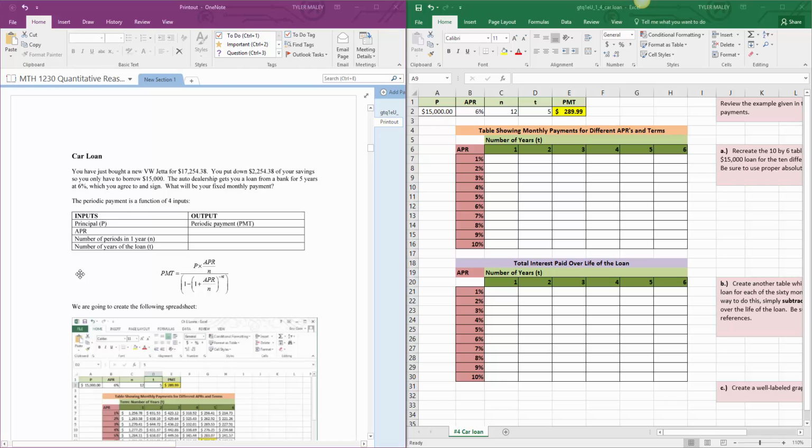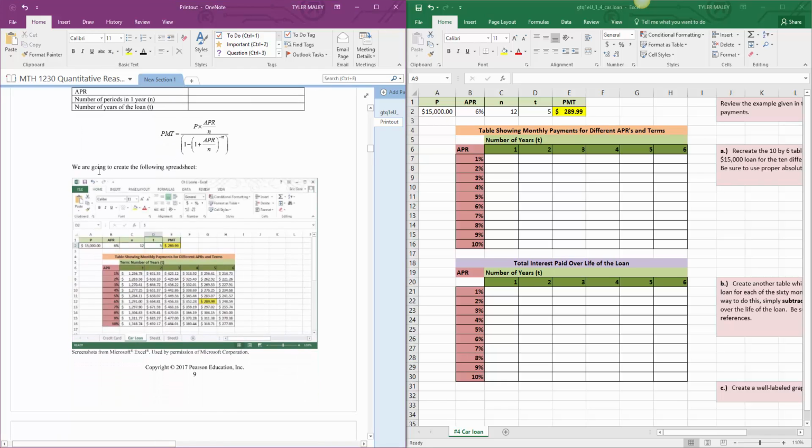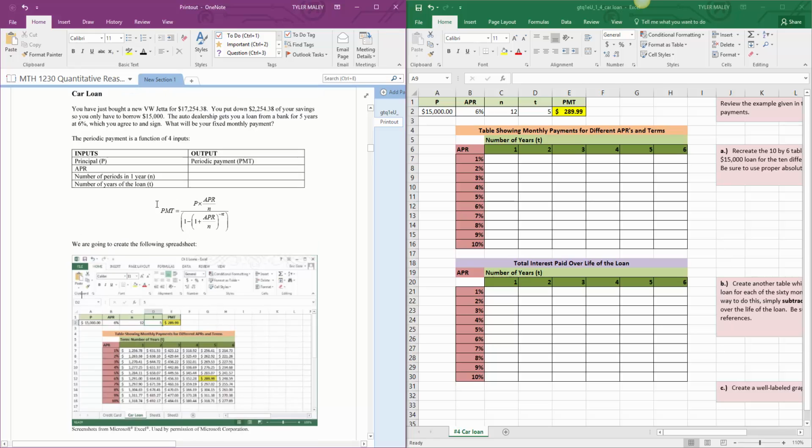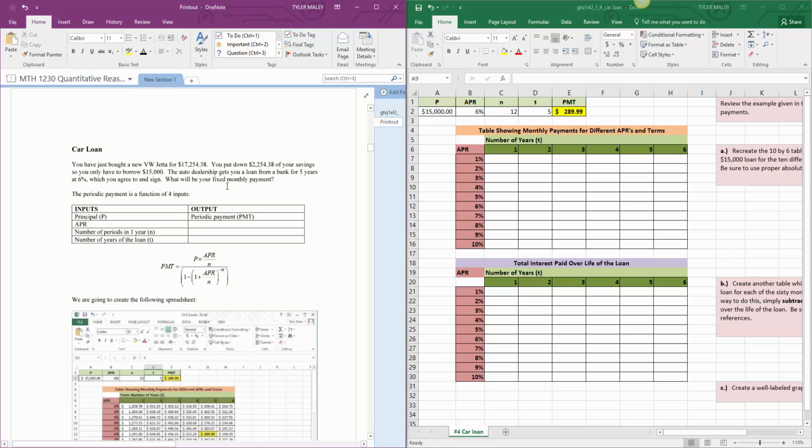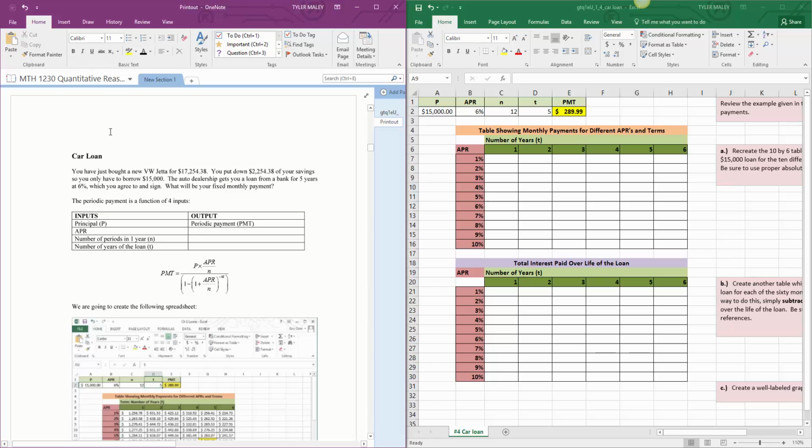So it says here we're going to create the following spreadsheet, right? And I have this spreadsheet downloaded onto Canvas underneath this lesson, and on the right I already have the file open for us, right? But before I get there, I just want to go over a few things, right?